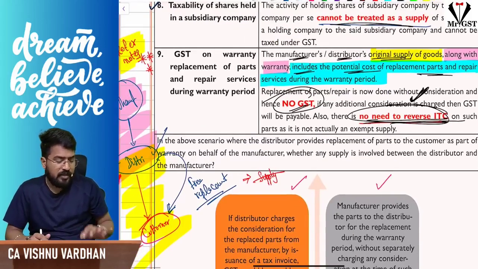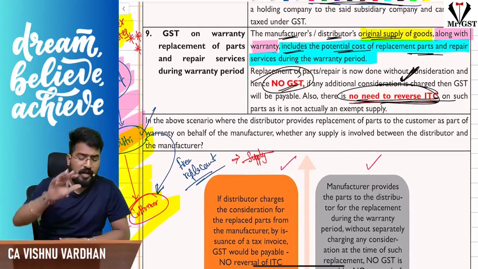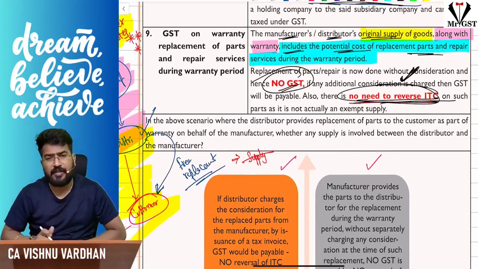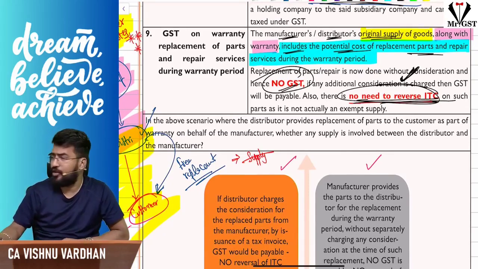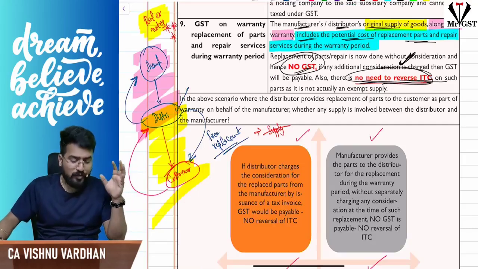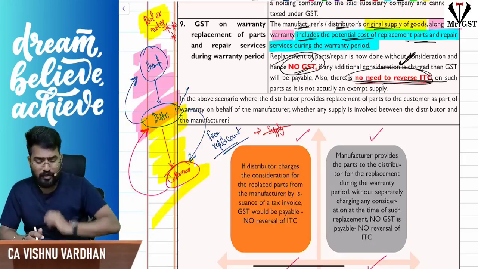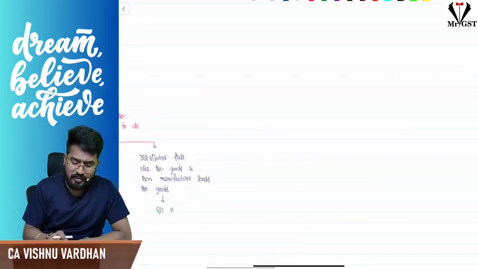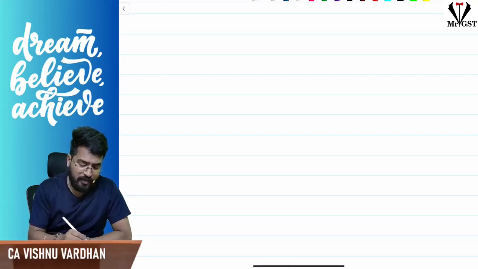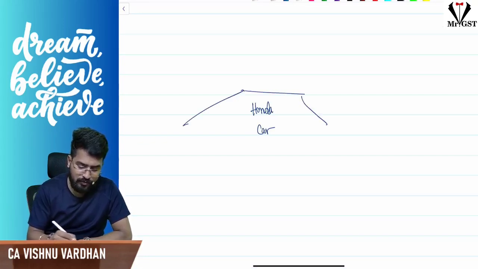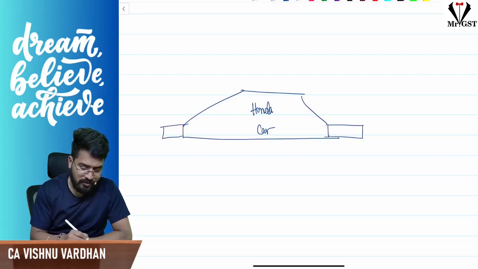Now the next one, the important one: GST on warranty replacement of parts and repair services during the warranty period. What is this clarification all about? Replacement of spare parts, etc. I will take a small example here, and based on that let us understand this. Now see, for example, I have a car. Let us assume this is the car. Please excuse my artistic skills.